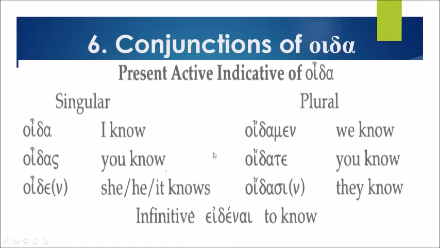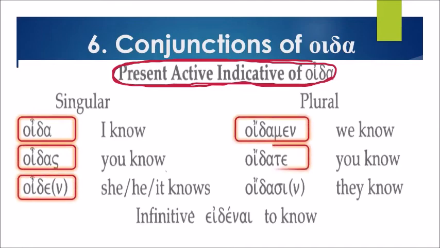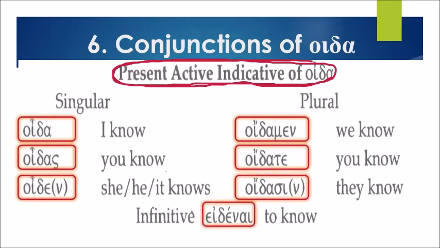So this is oida. Actually, a similar word to oida is ginosko, which also means "know." Okay, let's read from the top. Begin. The present active indicative of oida. Oida, oidas, oide, oidamen, oidate, oidasi. And infinitive, eidenai. Very good.